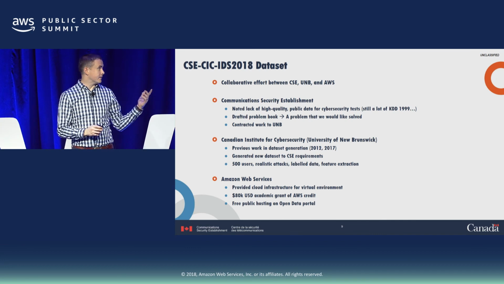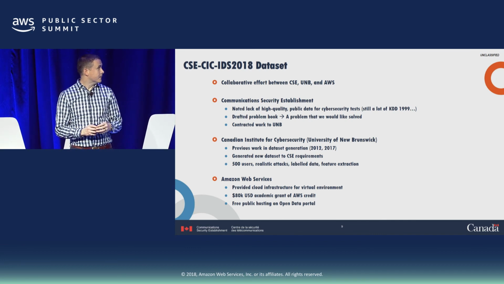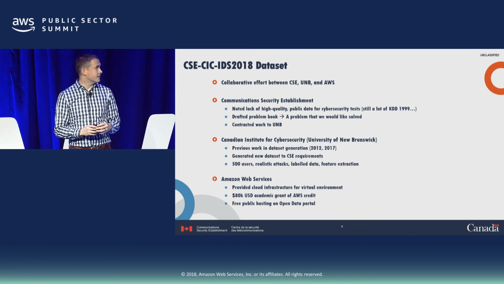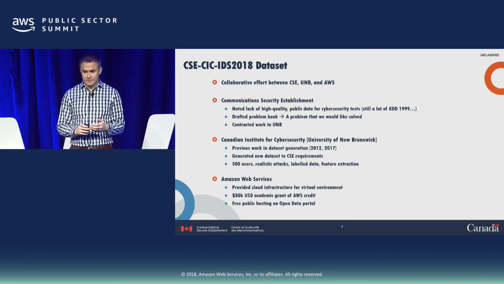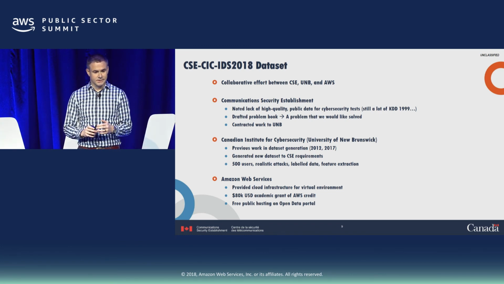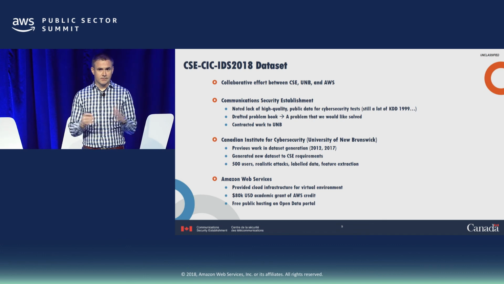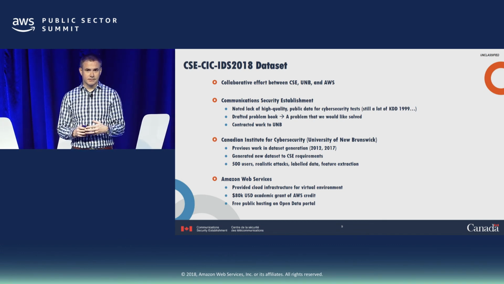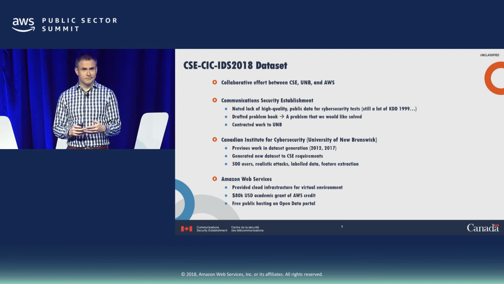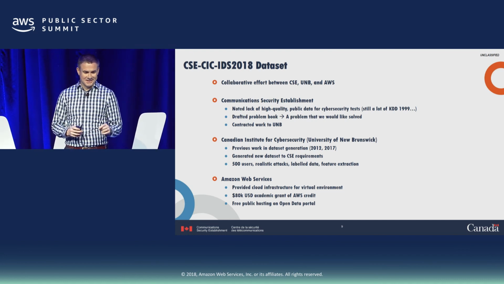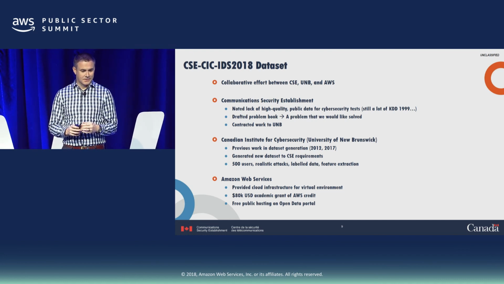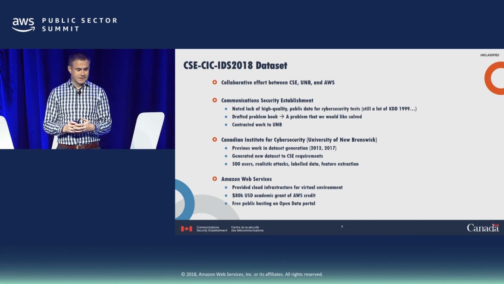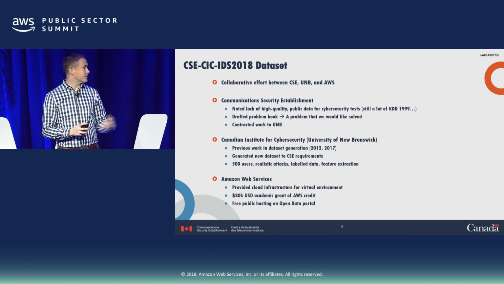And a lot of the data that's out there is junk. A lot of people are using the KDD 1999 data set. You might not be familiar with it, but it's really old and not super good. So we documented the problem of we need better data. We contracted the University of New Brunswick, the Canadian Institute for Cybersecurity, to do the work for us. They've done some work previously in data set generation, and they made a new data set to our requirements.